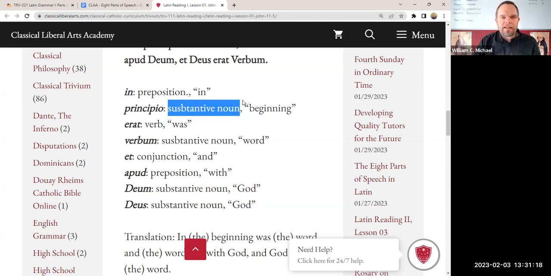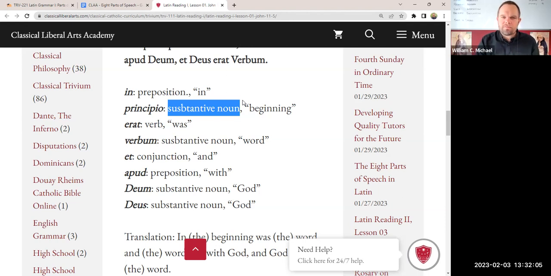Now, if you look at the list of the 8 parts of speech, substantive is not on that list. So why in the world did I put that in the lesson if it's not in the list of the parts of speech? And here's why. In English, parts of speech can be a little confusing because in English, we treat substantives and adjectives as 2 different parts of speech.